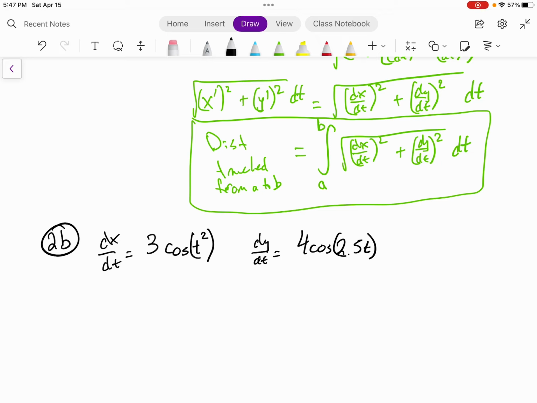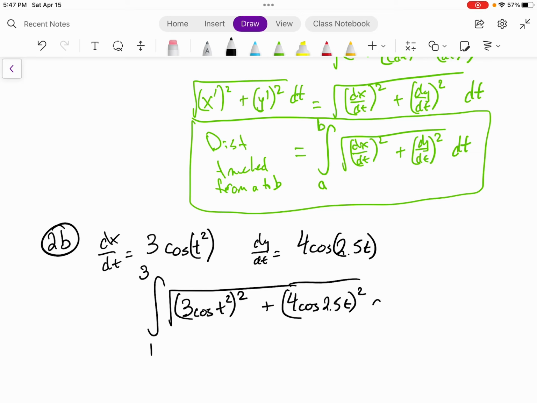But we're simply going to say that this thing is the integral from 1 to 3 of these two things squared. So 3 cosine t squared plus 4 cosine 2.5 t squared dt. And if you punch that into your calculator, you should get something like 7.090. Okay, radians mode as always. And this is all that is, right?